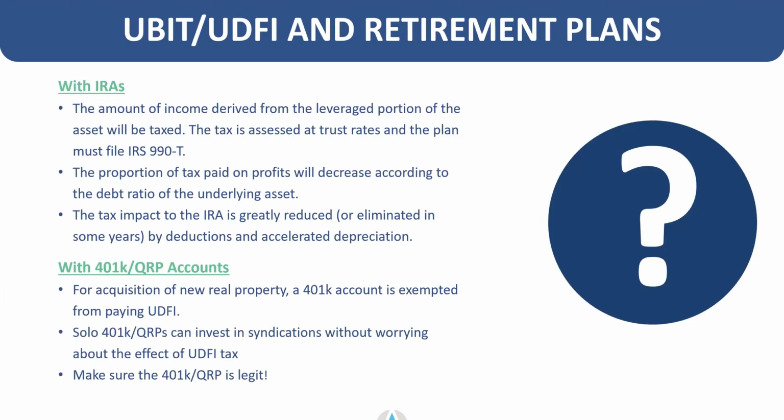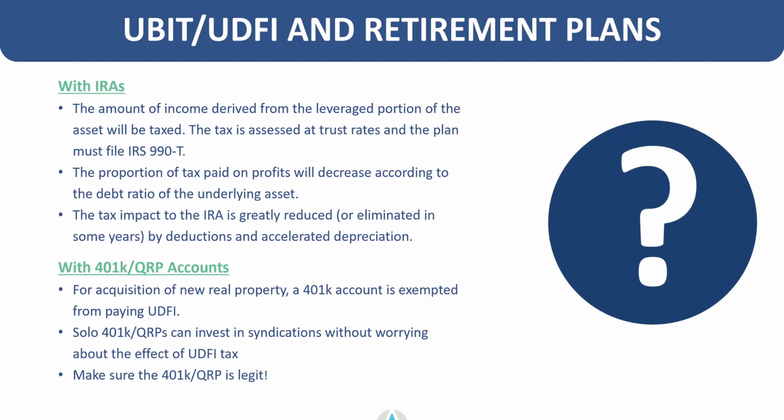What UBIT is, when it comes to a leveraged real estate deal, is that only the amount of income related to the portion of leverage is taxed. Very simple: if I invest in a syndication that is 70% leveraged, and I get, say, $100,000 of income from that investment, 70% of that income is subject to the UBIT tax. The other 30% escapes the tax and goes right back into my IRA account. The tax applies to the IRA account, not to you as an individual.